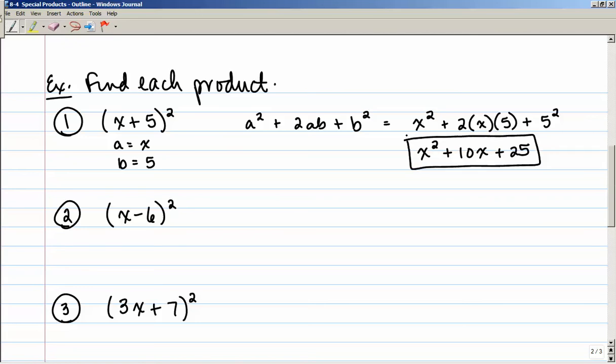Now again, you could FOIL this, do x plus 5 times x plus 5, but you're going to end up with the same thing. And after doing this several times, you'll get used to it and it actually becomes a lot easier. Let's take a look at number 2. I have the quantity x minus 6 squared.